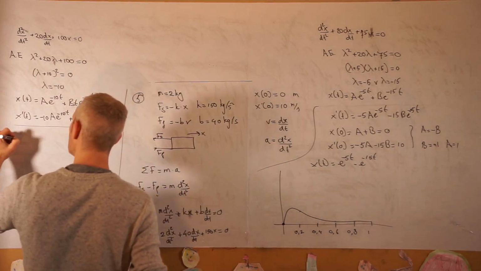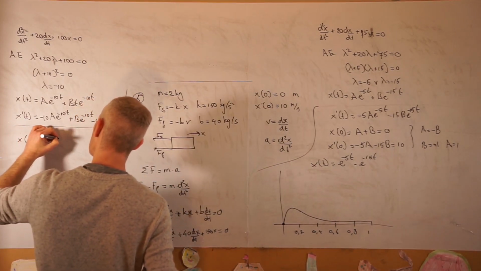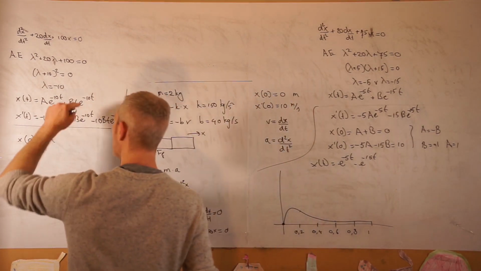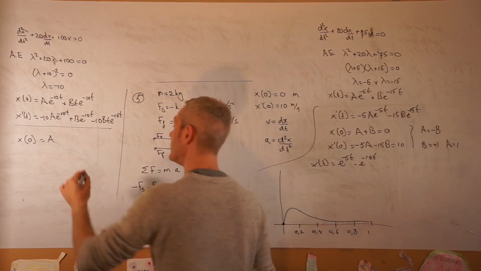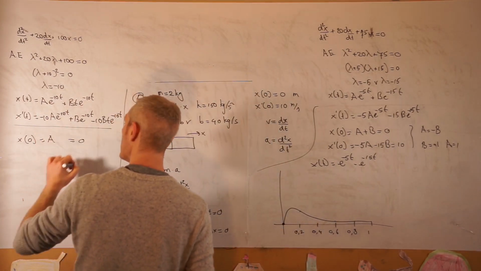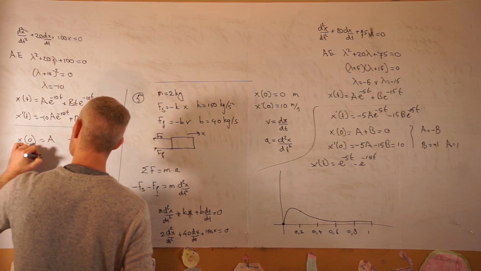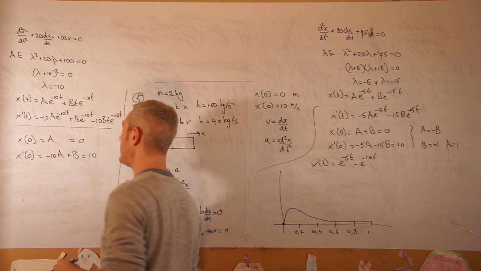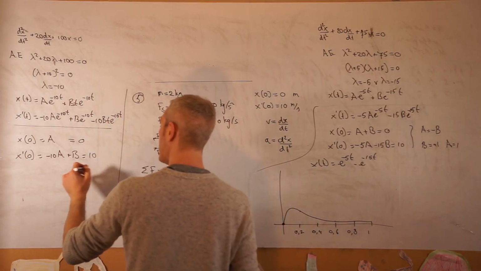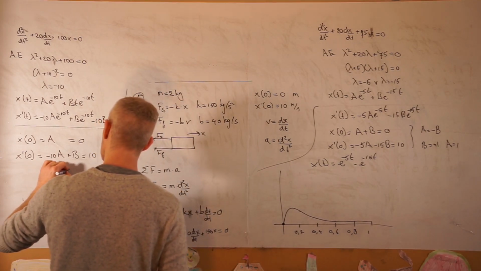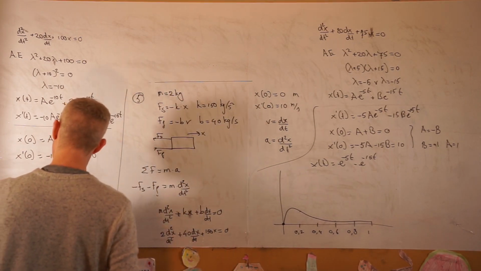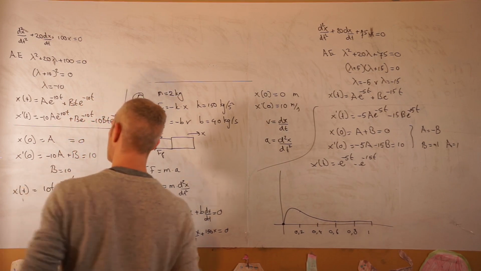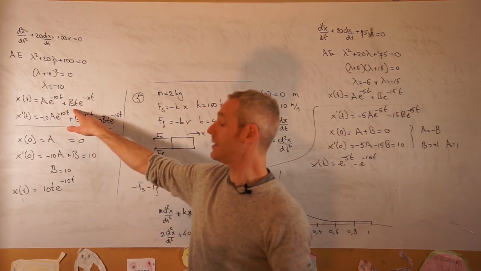We fill in our initial conditions. x0 is a plus, and this is where I usually get tripped up, I have to put that 0 in there as well. So it becomes just a, which is then equal to 0. And x prime 0 is minus 10a plus b, and that should be equal to 10. But as a is equal to 0, we are just left with b is equal to 10. And our solution, x of t, is equal to 10t e to the power of minus 10t, as a is 0 and b is 10.